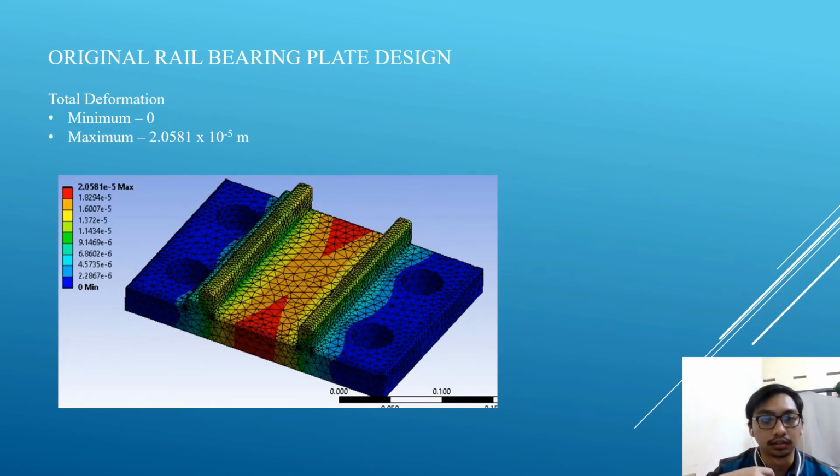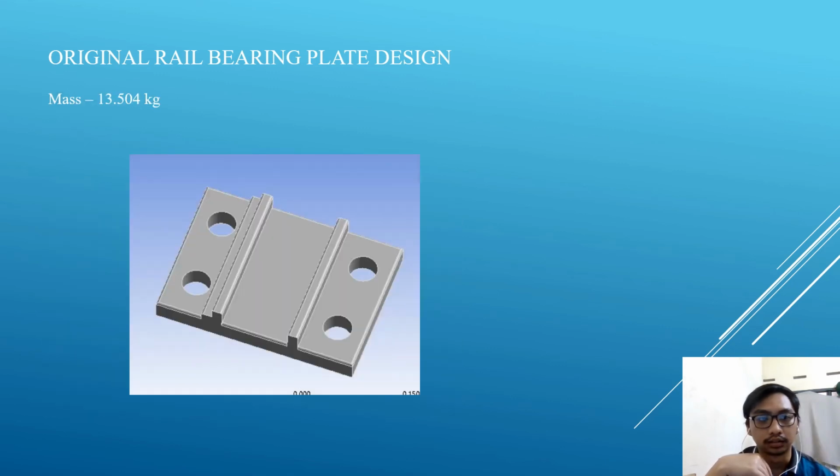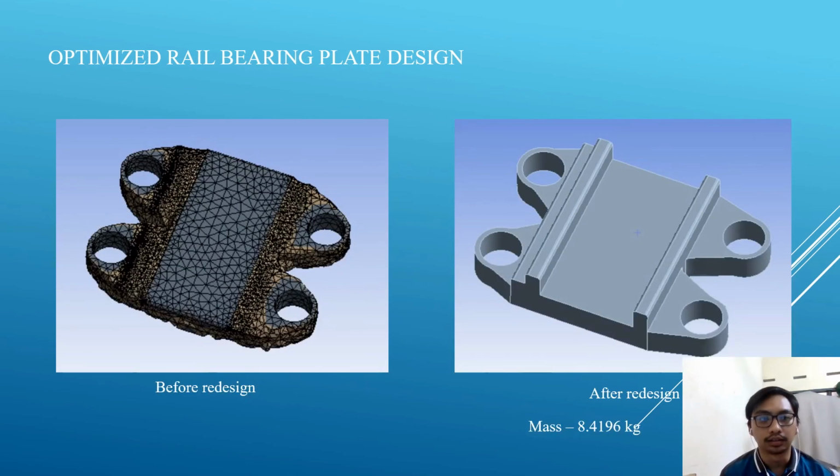Next, we see the total deformation, where the maximum we obtained is 2.0581 times 10 to the power of negative 5 meter. Next is the safety factor, where the minimum safety factor that we obtained for the original rail bearing plate design was 2.3683. And the mass of the original rail bearing plate design was 13.504 kg. And this is the topology optimization result that was done on the rail bearing plate design.